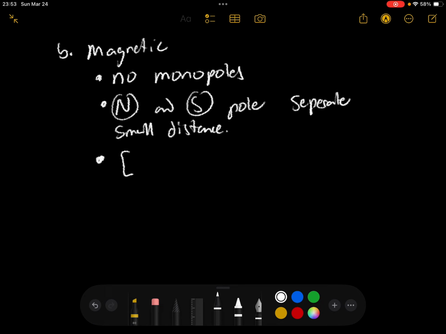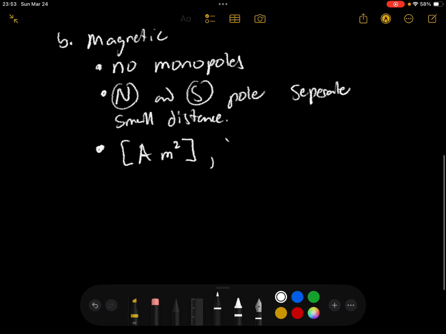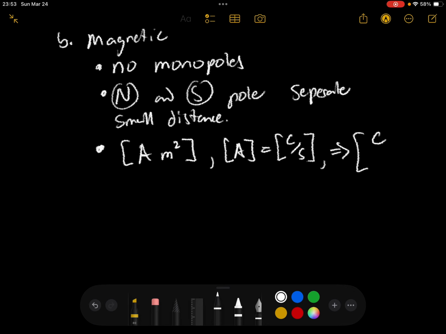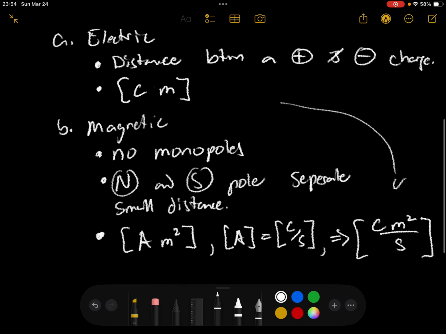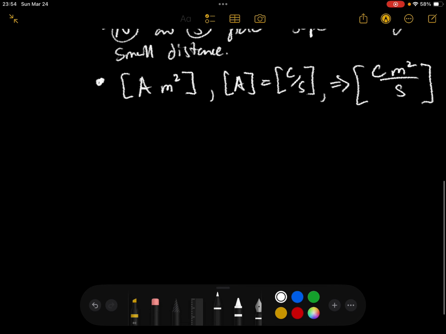And the units for this are amp meter squared, where an amp is a coulomb per second, which means that overall this is coulomb meter squared per second, which we should notice is a bit different from the electric one. Anyhow, let's go into more of the concepts of the dipoles themselves.